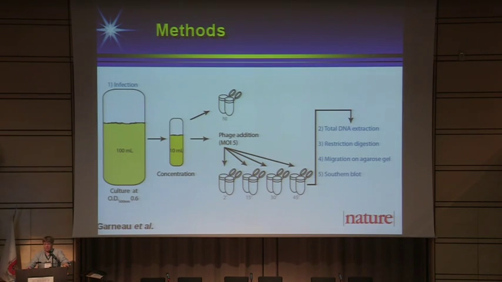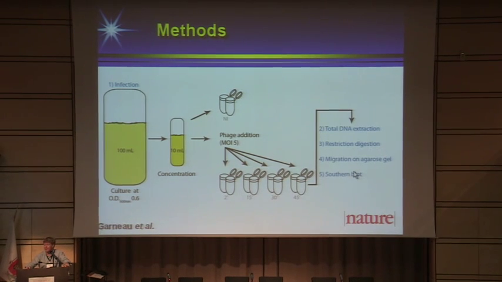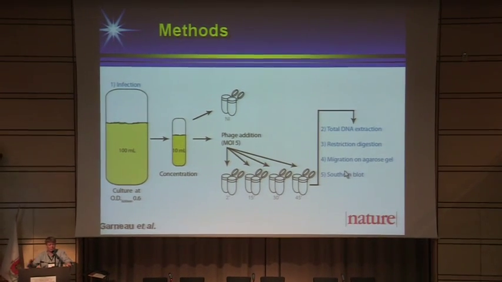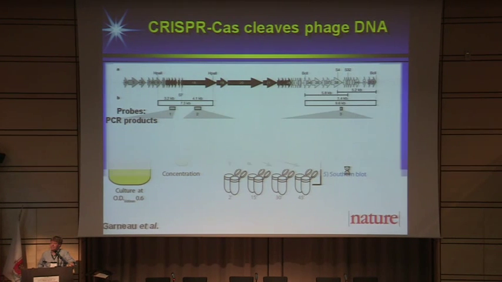So the experiments are pretty simple, again, in our hands at least. We have the infection: we grow the cells, then we concentrate them, we add the phage at an MOI of around 5, and then we follow over time, taking samples at 2, 15, 30, and 45 minutes. We isolate the total DNA, do restriction digestion of the total DNA, migrate on an agarose gel, and do a Southern blot using specific probes.